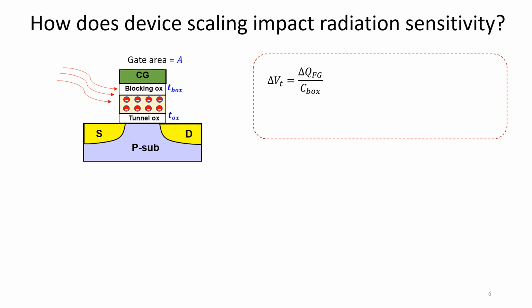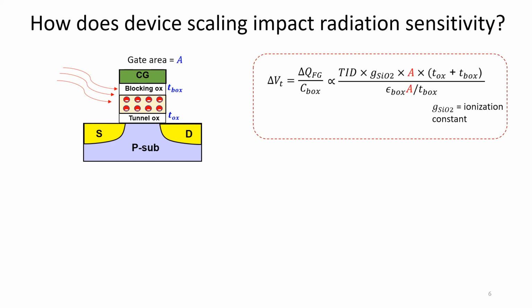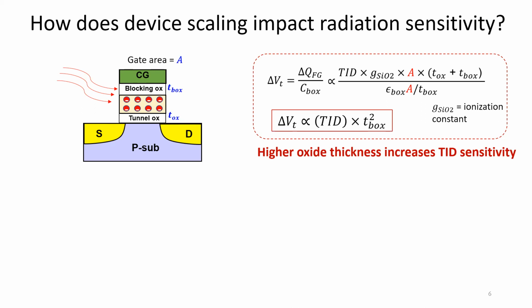Now, one important aspect is if we ask the question, if I have a large area flash cell and a very small area flash cell, which will be more sensitive to radiation? It turns out that both will be equally sensitive, because the loss of charge due to radiation and the capacitance are both proportional to area, and area cancels out. As a result, the change in threshold voltage, or radiation sensitivity, is proportional to oxide thickness squared. So oxide thickness is the most critical geometrical parameter that decides the radiation tolerance.